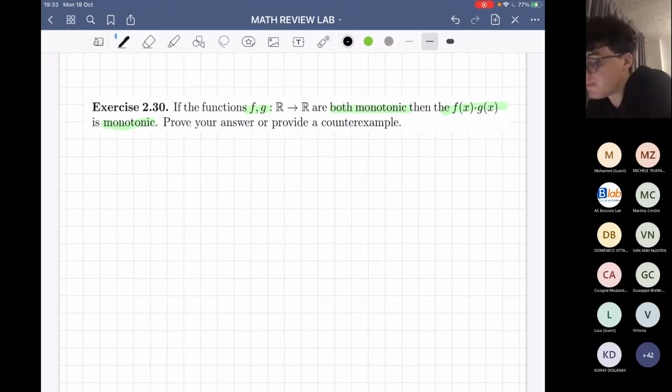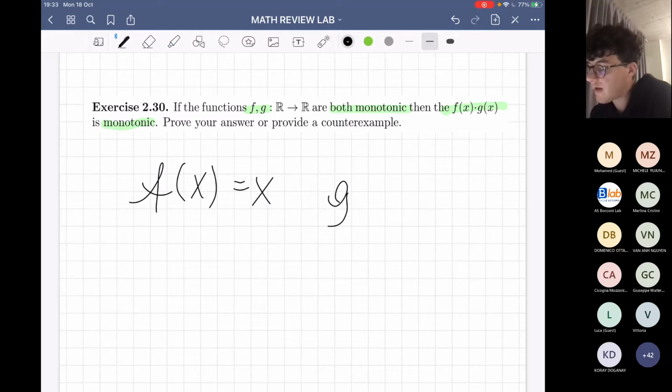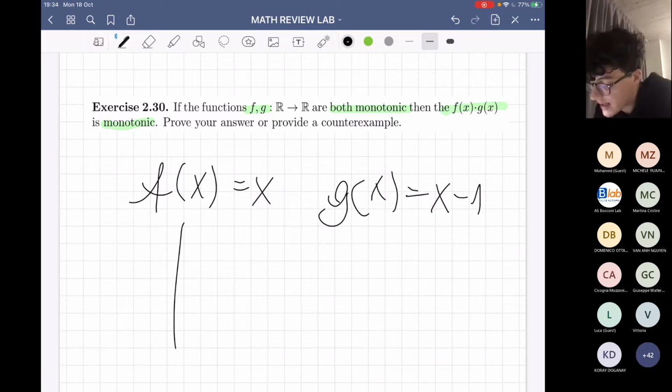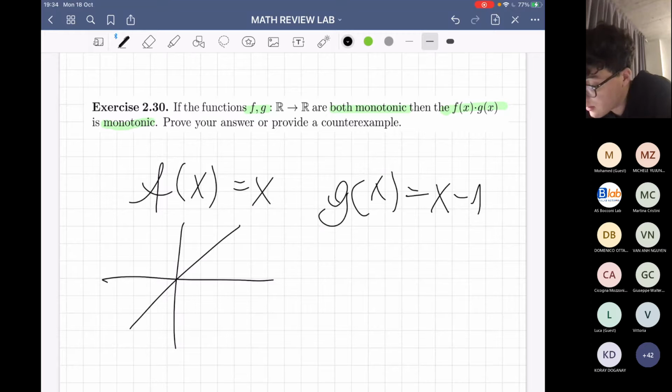So I think about, for example, two functions, which can be whatever. For example, really simply, f of x equal to x and g of x equal to x minus 1. We have to check, of course, our hypothesis, which are that f and g are both monotonic. Of course, f of x is monotonic because it's just the bisector of the first and third quadrants. And we have to check also that this one is monotonic.